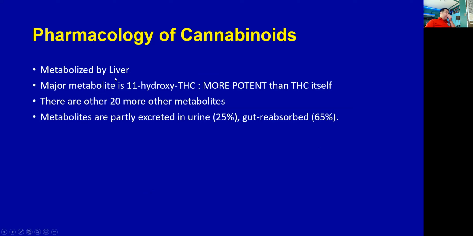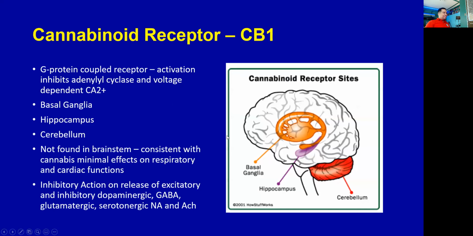It's metabolized by the liver. The major metabolite is called 11-hydroxy-THC, which is actually more potent than THC. So the lingering metabolite is more potent and has more effect. And there are 20 more other metabolites. The metabolites are partly excreted in the urine and most of it is reabsorbed. Therefore, that's why it's so long in the system.